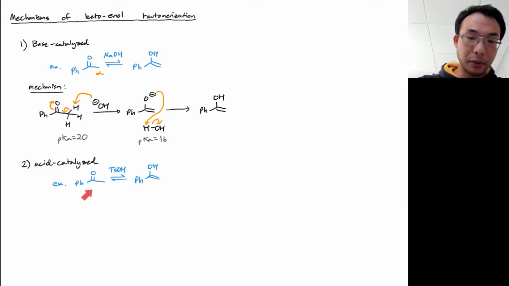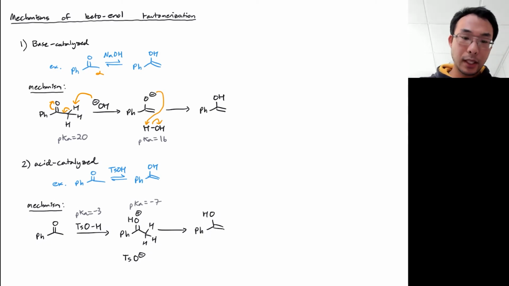And so here's the simple example of the exact same molecule under acidic conditions tautomerizing to the enol. The mechanism looks like this. So again, we have an acid. So what we should be doing is looking for whether or not we can protonate something. In this case, I gave you a pretty strong acid. So this is tosic acid with pKa of -3 or so.